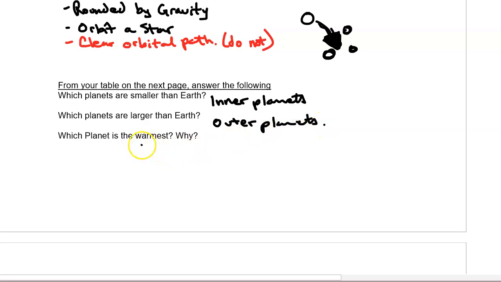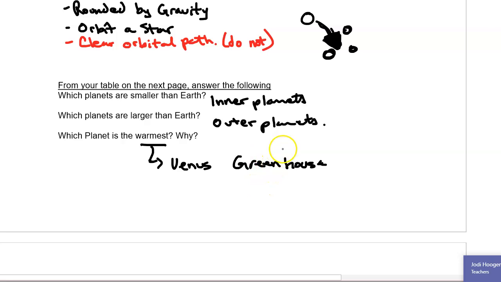But you're also going to find that the warmest planet is Venus. And this is mostly due to the greenhouse effect. Even though Mercury is closest to the Sun, Venus has lots of greenhouse gases and actually causes that planet to warm up a lot more than Mercury. Most of the energy just bounces right off of Mercury because it has very little atmosphere.